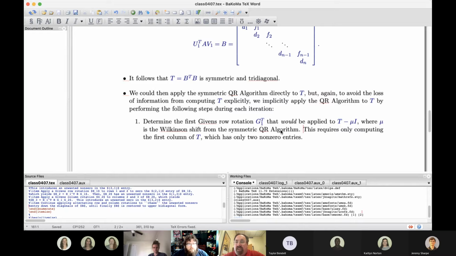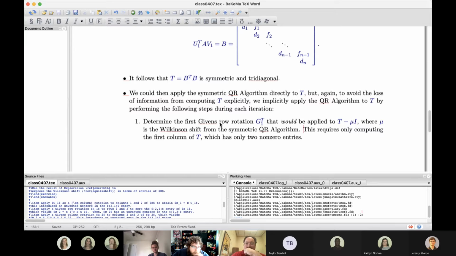Now, yes, we are incurring some information loss from those individual entries. So unfortunately that's the best we can do. But it's still better than if we were to compute T in its entirety and then only work with it.